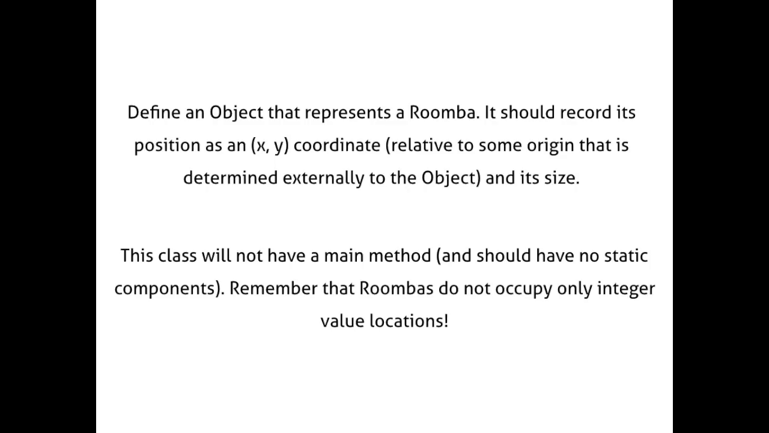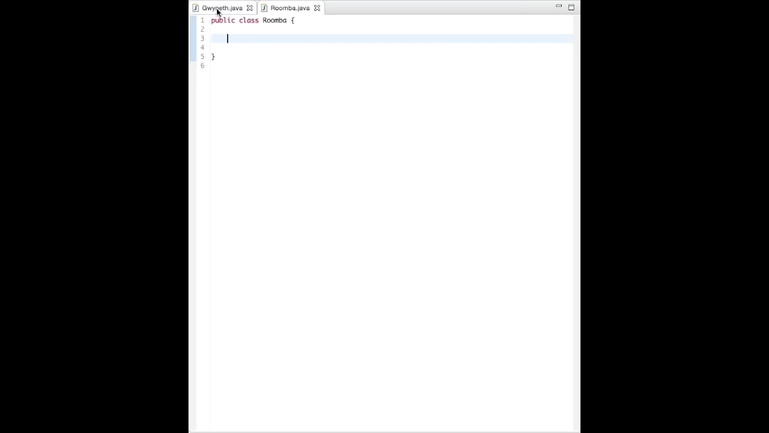So what this means is there's going to be no main method when we represent a Roomba, but instead what I'm going to create is this extra class called Gwyneth. This is obviously, the scenario here is about Gwyneth Paltrow, and inside this class, this is where my main method is going to be.